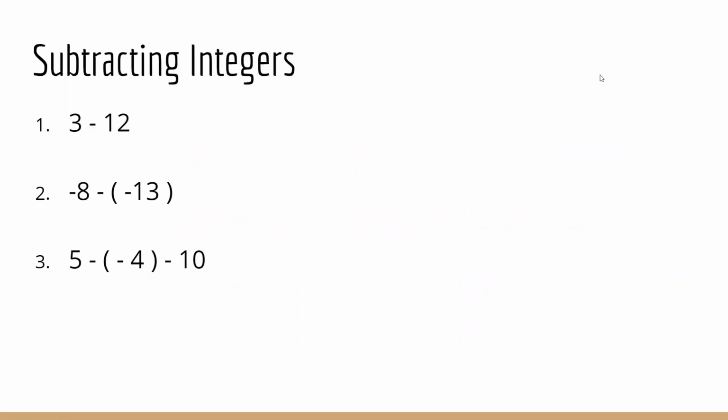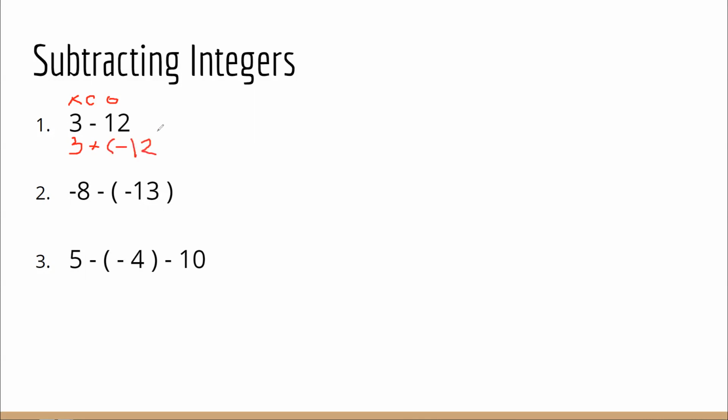So we're going to be subtracting integers. I'm going to do these problems with you. We're going to do them step by step. So I always write KCO at the top whenever I see a subtraction problem. So that's telling me to keep the first number, change that subtraction into addition, and then do the opposite of a positive 12, which is going to give me a -12.